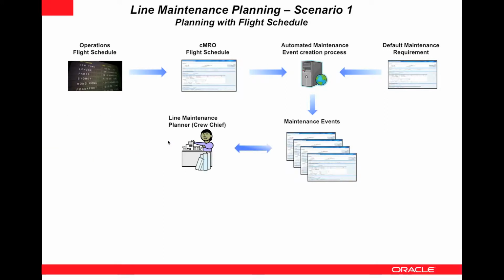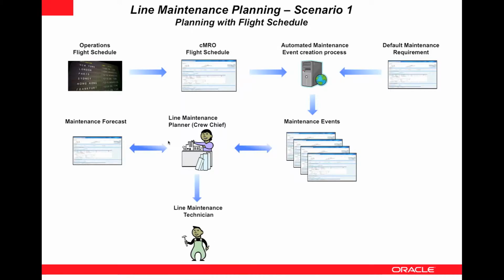But in some cases, a planner wants to take a look at the plan and, for instance, add additional maintenance requirements coming from the forecast. When the plan is firmed and the visits are ready to be executed, the line maintenance planner pushes them to production, where a line maintenance technician can pick them up and execute them on the flight line. As you can see, this is a highly automated, very streamlined process that requires little interaction from a user with the actual software. Let's take a look at it in the system.